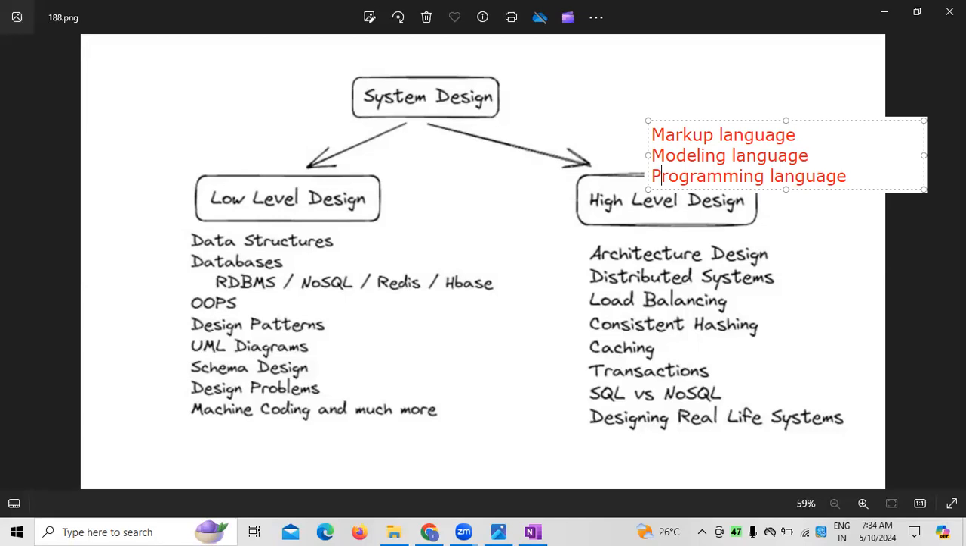In the same manner, if you want to communicate with the system, how do you communicate? Because the system is not a human entity, okay? It's a physical system, and the system should understand the language we are giving. So what kind of language does the system understand? That's where generally programming language comes into the picture. It can be any programming language, okay?